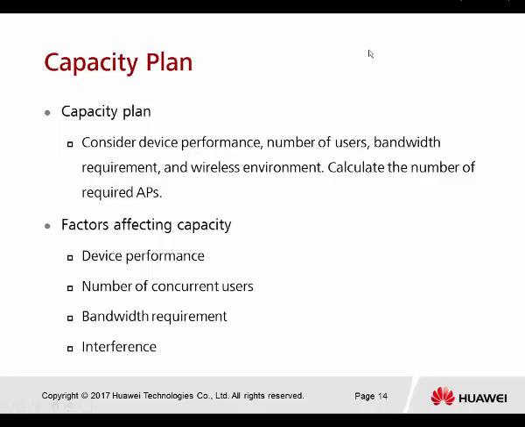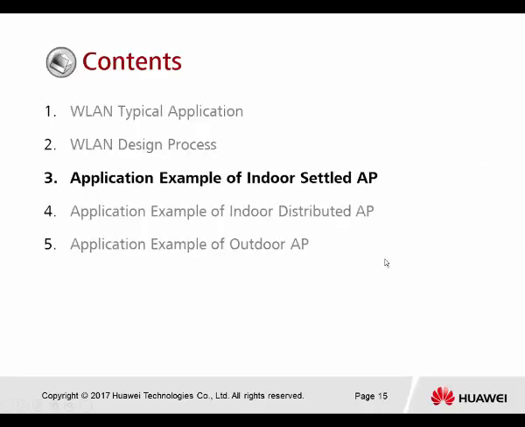And the next one is the number of concurrent users. Too many users connected to the same AP will also cause congestion. The bandwidth requirement, and the last one will be the interference. Application example of indoor sector AP.